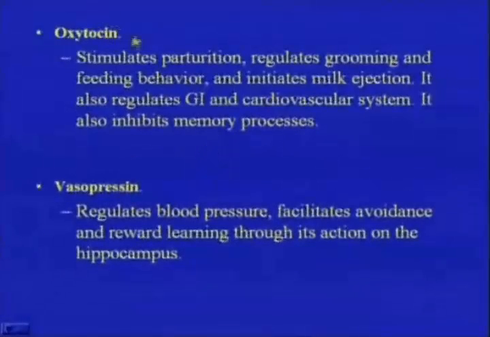So the oxytocin is going to stimulate parturition, and regulates grooming and feeding behavior. Hard to relate that to humans. Rats have very specific grooming behaviors, so we observe that in rats. Feeding behavior, we could see the stimulation of parturition and then initiates milk ejection, so contributing to an appropriate feeding behavior such that when milk is ejected, food consumption occurs to replace the milk that was ejected. So we can kind of make sense of that. It regulates GI and cardiovascular system, typically consistent with the hemodynamic demands and body fluid demands.